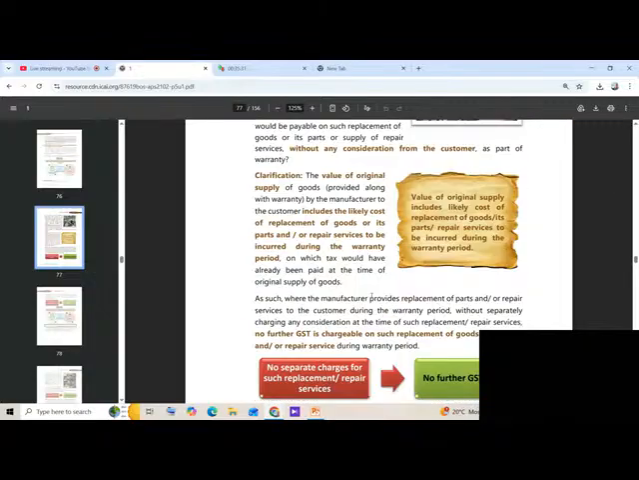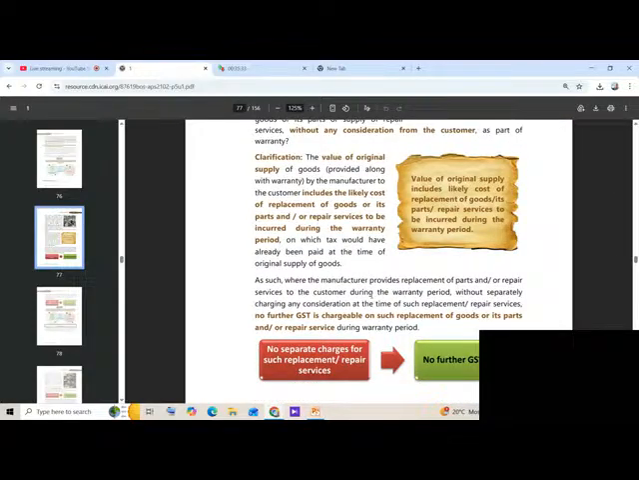Clarification: the value of original supply of goods by the manufacturer to the customer includes the likely cost of replacement of goods or its parts and/or repair services to be incurred during the warranty period, on which tax would already have been paid at the time of original supply of goods.